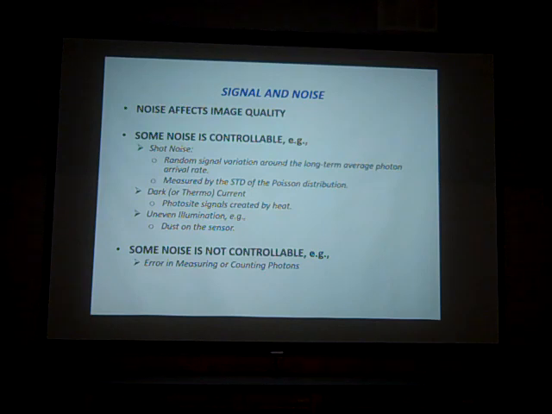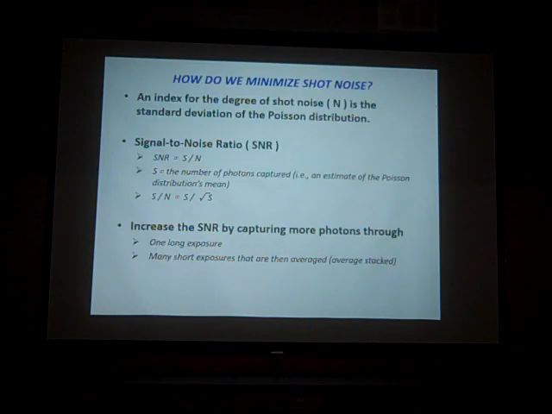And then we have uneven illumination, such as dust on your sensor, or perhaps vignetting that you have with the camera itself. Some noise is not controllable, and this would be error that the processor has in measuring or counting photons. I suppose you could control that by going out and spending a lot more money and getting a better camera. But I think for most of us, we consider that uncontrollable.